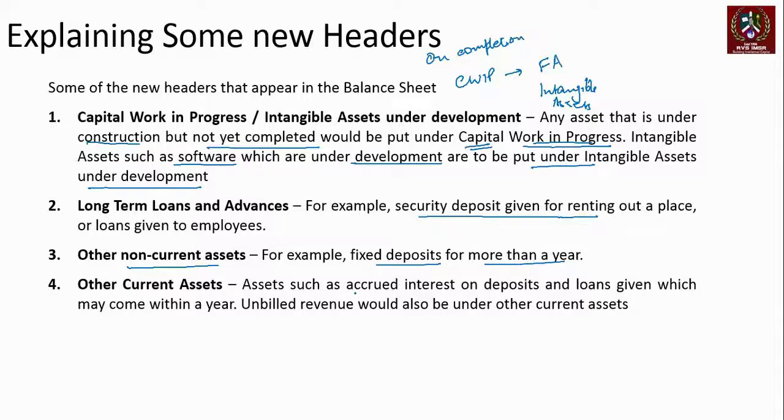Other current assets could be assets such as accrued interest on deposits. You deposit something in the bank, there's accrued interest, which you have not yet materialized or taken out. Loans given which may come within a year. Unbilled revenue would also be under other current assets, essentially, right?